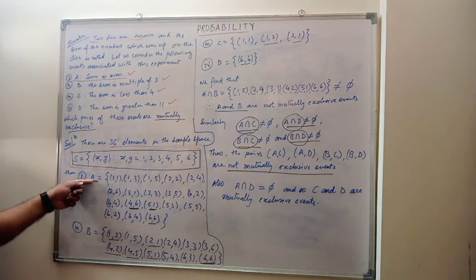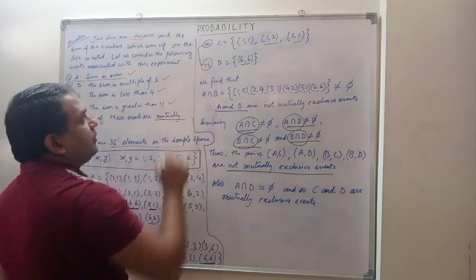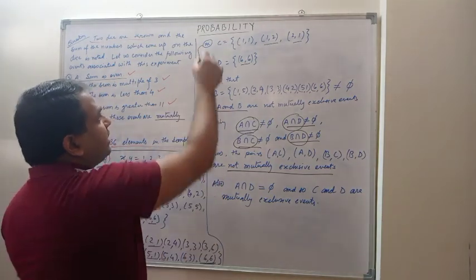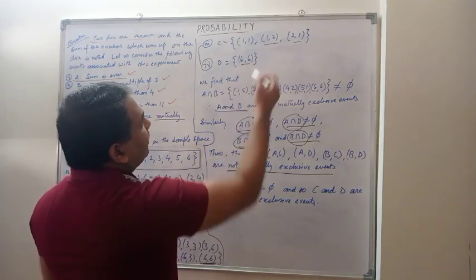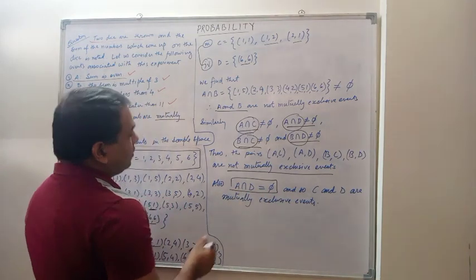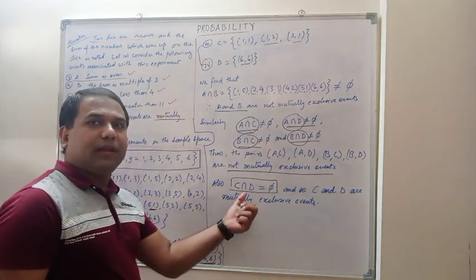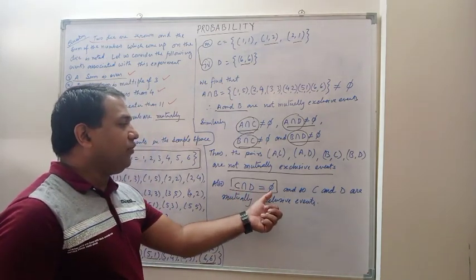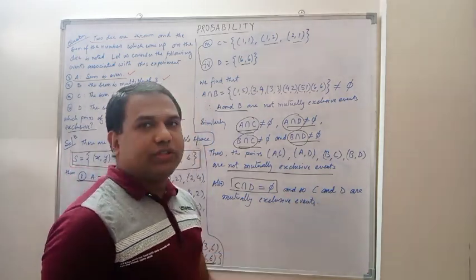Now I have checked by making pairs of A with B, C, D, and B with C and D, and now I am going to make a pair of C and D. If I consider these two events, there are no elements I am getting that are common. So this is C intersection D. I am getting the null set. Therefore, I can write that C and D are mutually exclusive events.